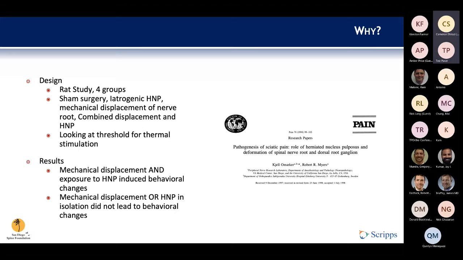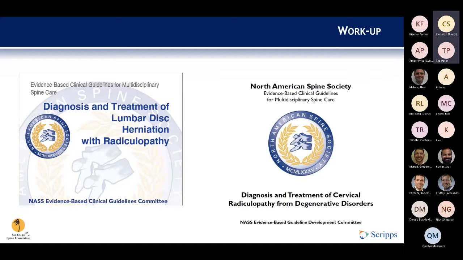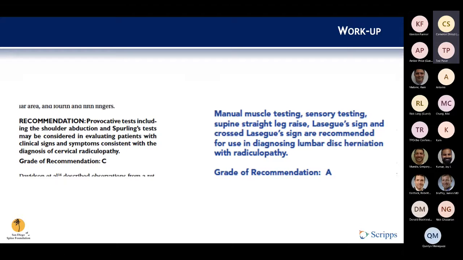So the next phase is workup, and what's recommended for the workup of this. What do you need to be doing for these patients when they show up to your clinic? So trying to look at some more evidence-based recommendations. This is for physical exam maneuvers. Here are just 2, and we'll talk about studies related to these in a second. But tests including shoulder abduction and Sperling's test may be considered in evaluating these patients for clinical signs and symptoms consistent with cervical radiculopathy, and that's a grade C recommendation for performing those maneuvers.